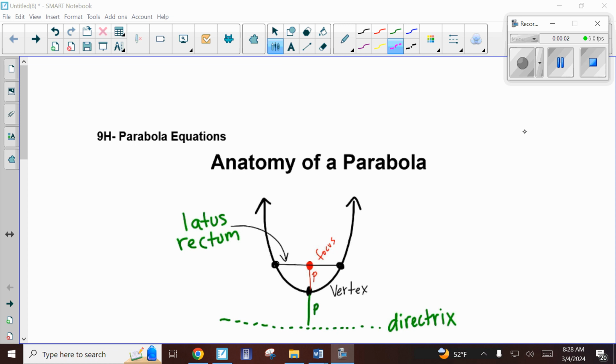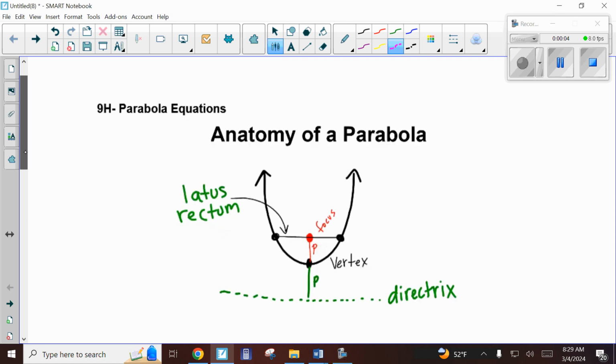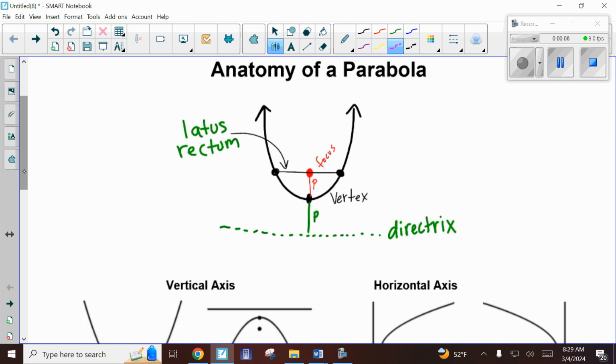Okay, so we're going to get into parabola equations, but before we do that, I'm just going to try to tell you a little bit about the picture. So the big thing about the picture is every parabola has a vertex, and you can find the vertex by looking at your h and your k value once you have the equation. Every parabola will have a focus point, and that focus point will always land in between the arms.